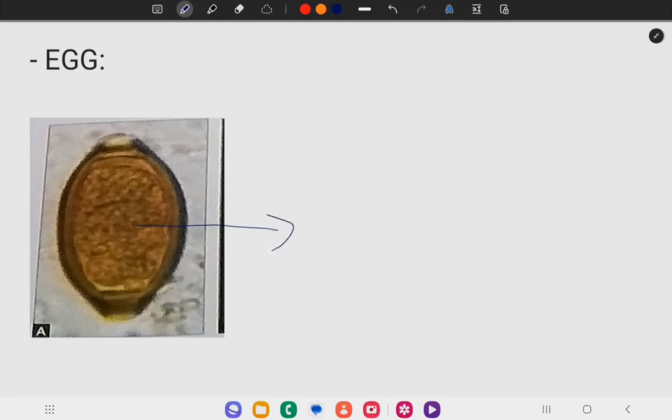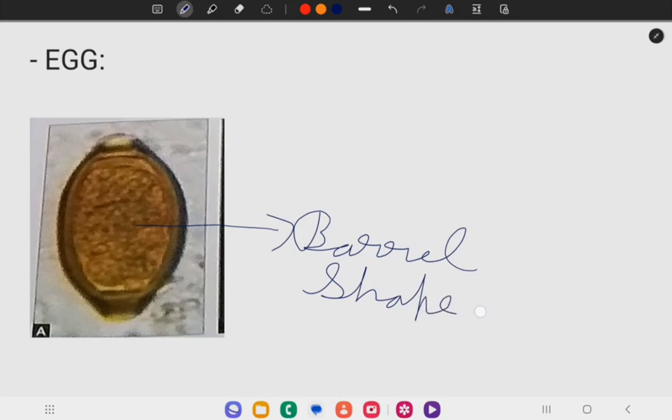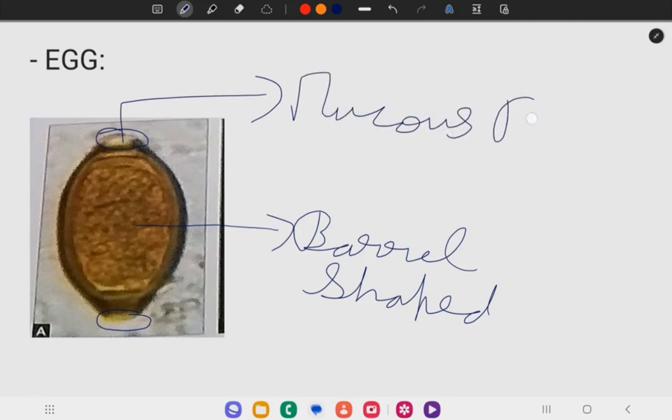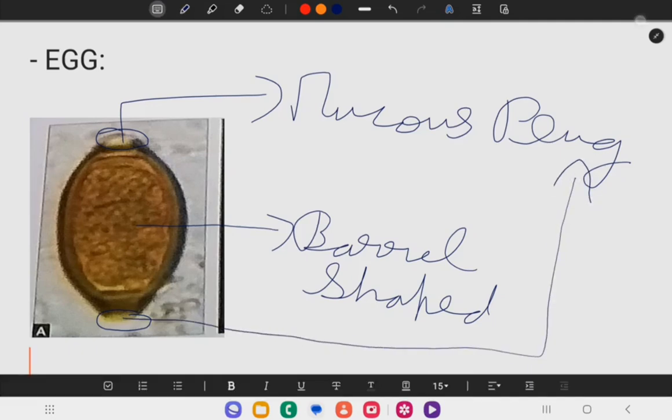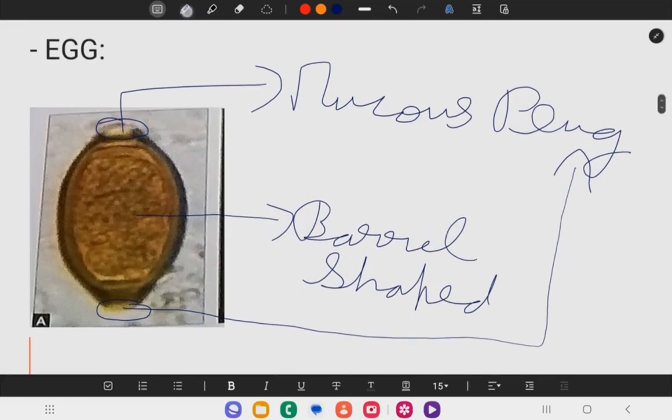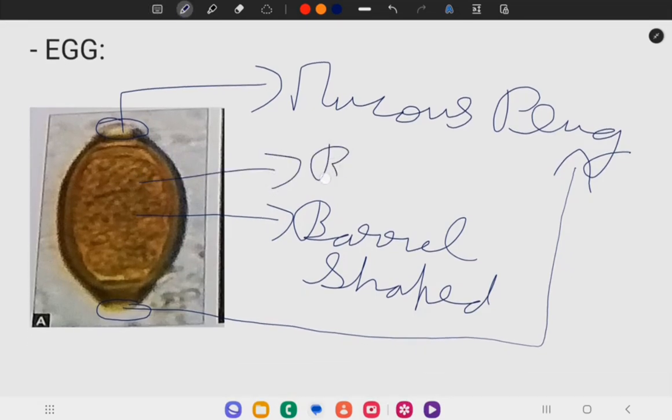Egg is barrel shaped and it has mucus plugs at both the ends, and the egg is bile stained. Eggs of Trichuris trichiura are bile stained.